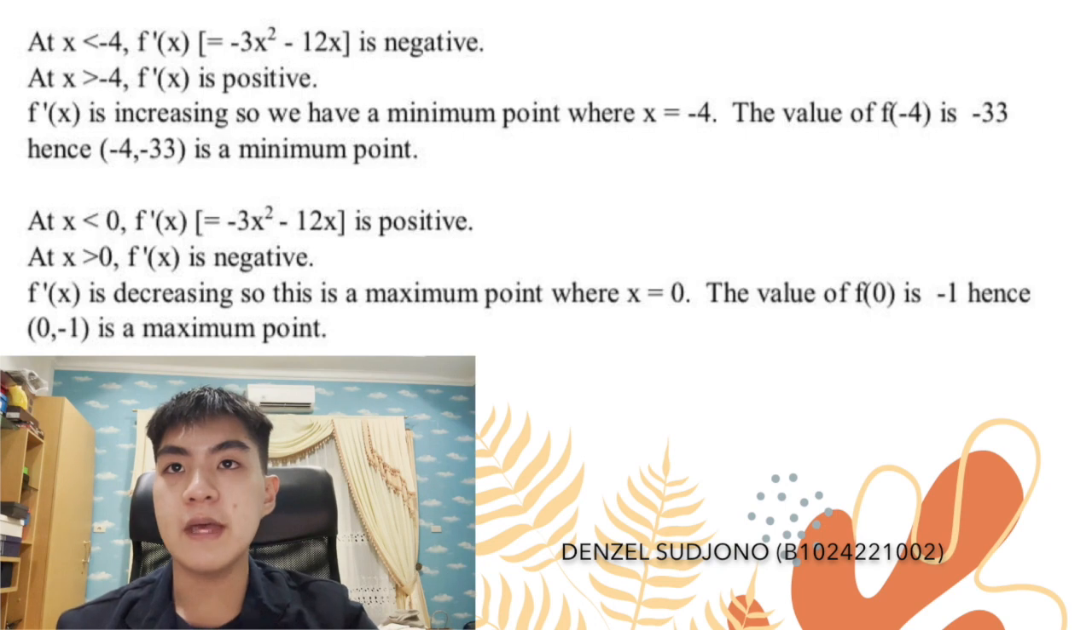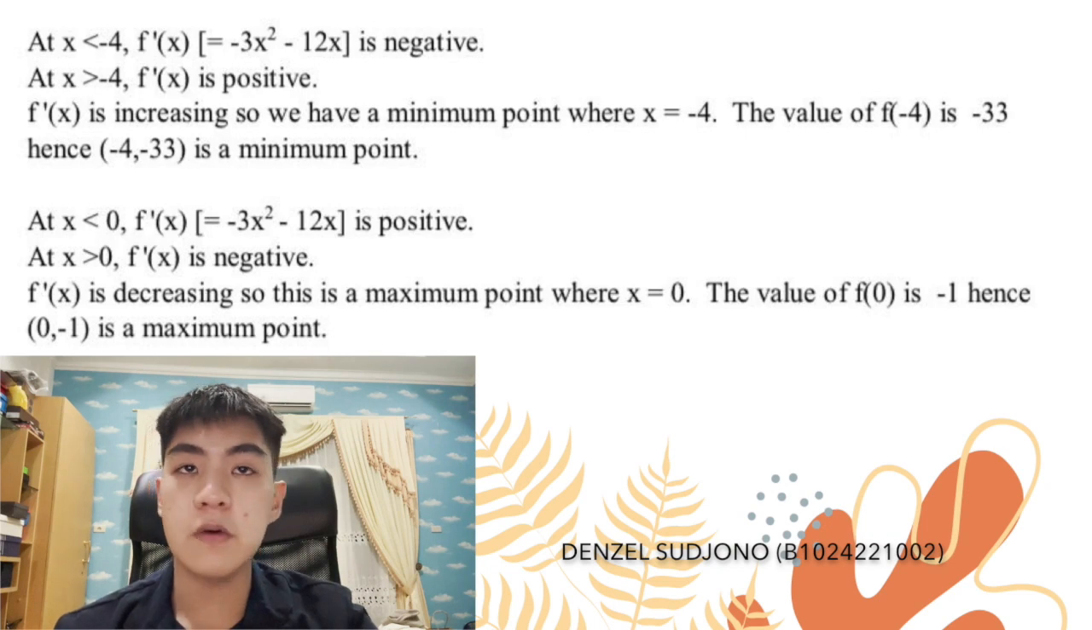At values of x less than -4, the value of the first derivative is negative. At the values of x more than -4, the value of the first derivative is positive. So the first derivative is increasing, so we have a minimum point where x equals -4. The value of the function at -4 is -33. Hence, the minimum point will be (-4, -33).